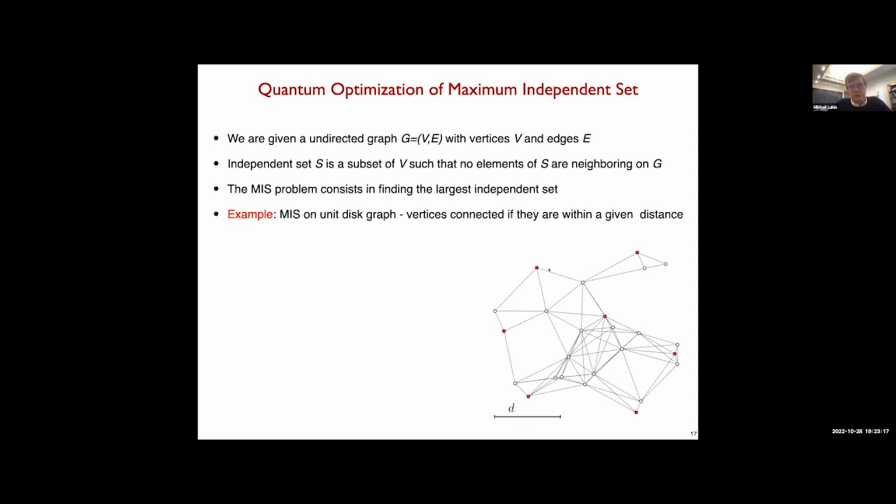In other words, in simple terms, the goal of maximum independent set is to try to color some vertices, but you cannot color vertices which are directly connected. And maximum independent set is to find the maximal number of vertices which you can color. What's shown here is an example of this maximum independent set on a so-called unit disk graph, the situation where every two vertices within a given distance are directly connected with each other.